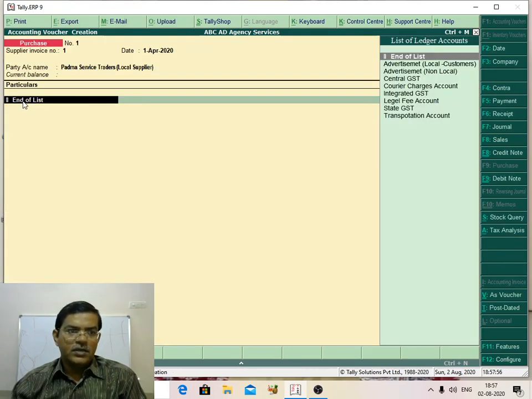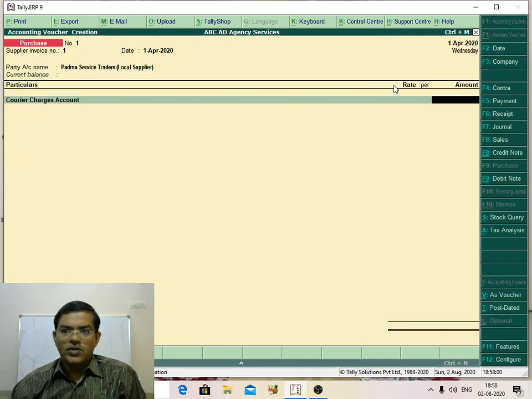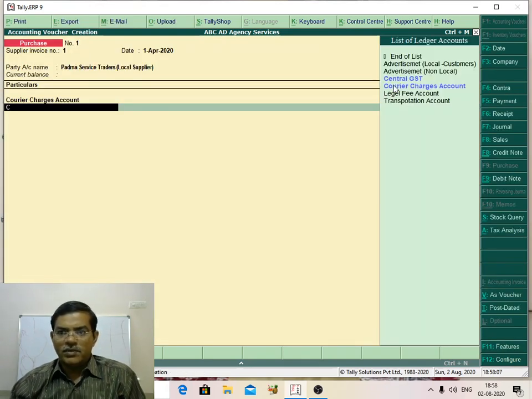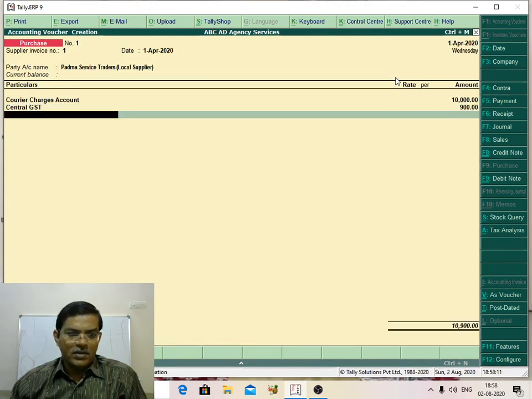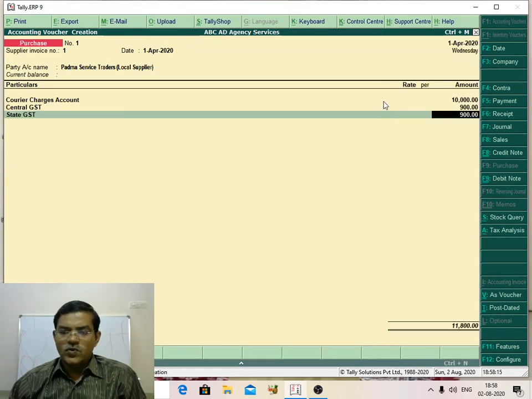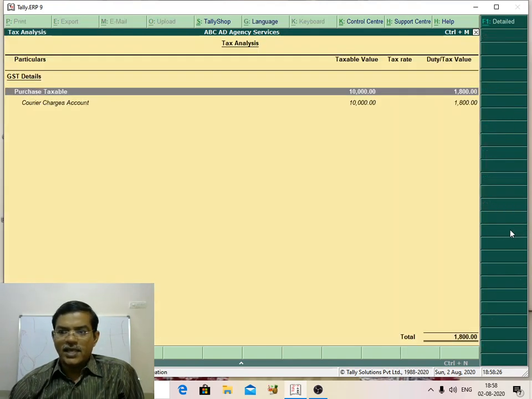Okay, here I am using the courier charges account. Here the courier charges are 10,000. Okay, and what taxes are applicable here in local? If taxable, central tax is applicable and state tax is also applicable. Okay, so like that, for courier charges the tax rate is applicable for both. It is an intrastate transaction.